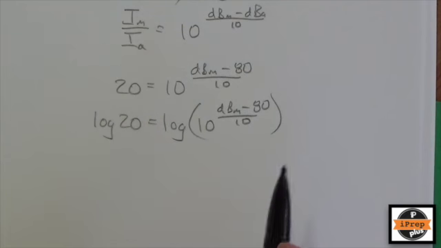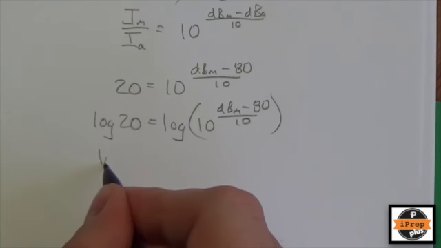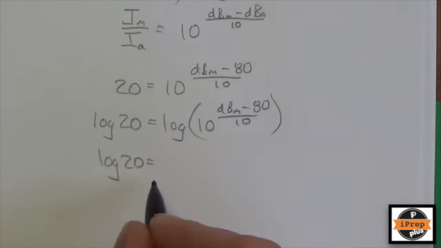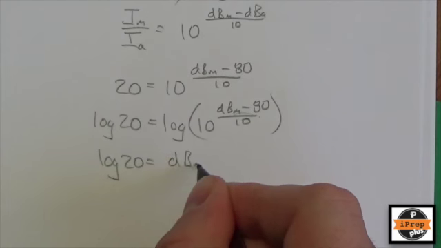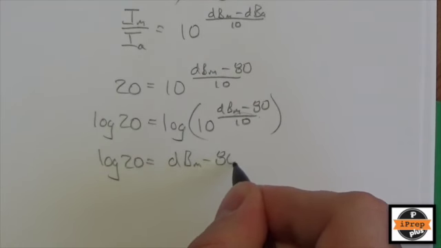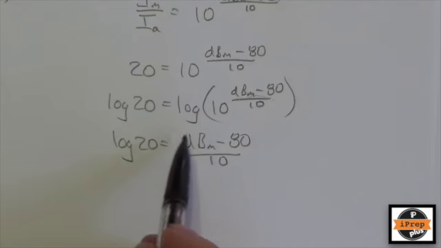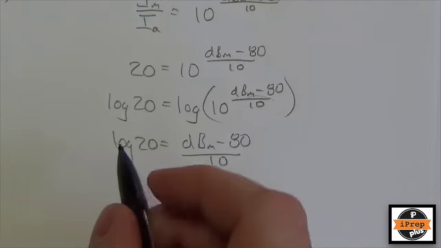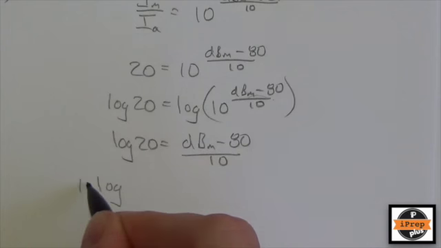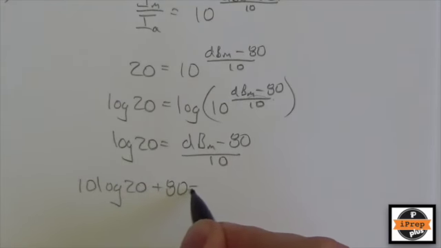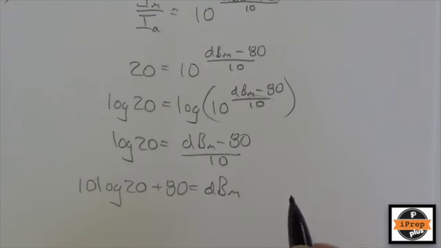These are inverse operations of each other, and so what will happen here is that the left side will be the log of 20. Nothing's going to change there, but this is just going to reduce down to the exponent. So this is going to end up becoming the decibel level of the motorbike minus 80 all over 10. And now the process of solving for that is actually quite simple. I'm going to multiply through by the 10 times the log of 20, and then I'm going to add 80 to get the decibel level of the motorcycle.